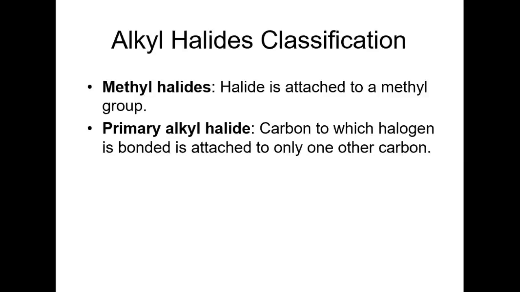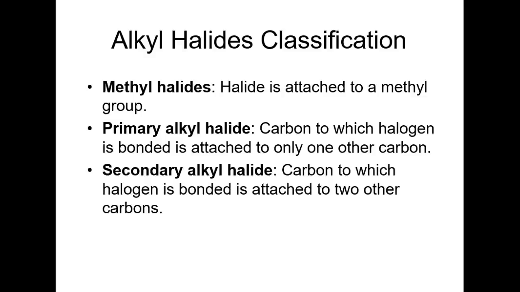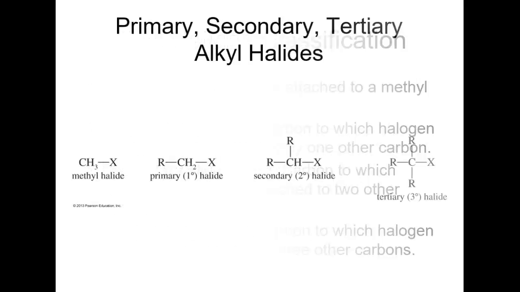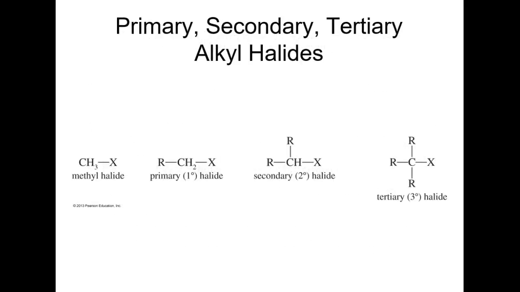Classifications: you have a methyl halide. It's basically a methyl group with a halogen. You can have a primary alkyl halide where you have one carbon attached to a carbon that's attached to the halogen. Secondary, 2 carbons. Tertiary, 3 carbons. Here they are. So methylene chloride, you have a methyl group attached to a halogen.